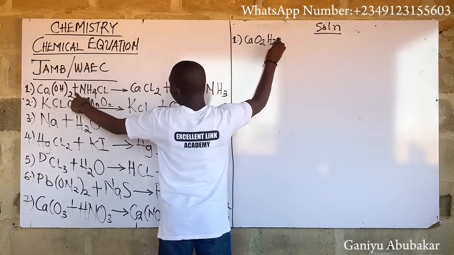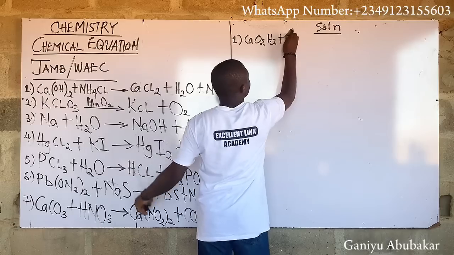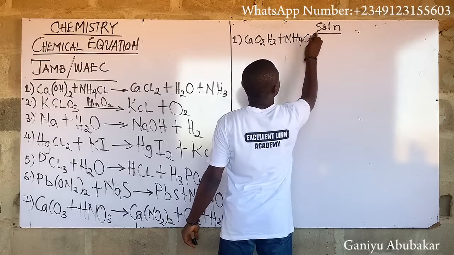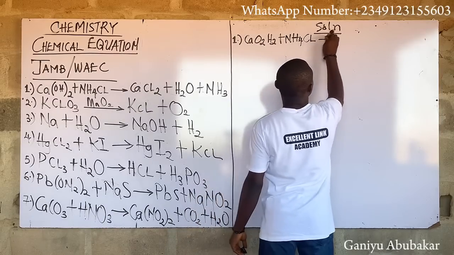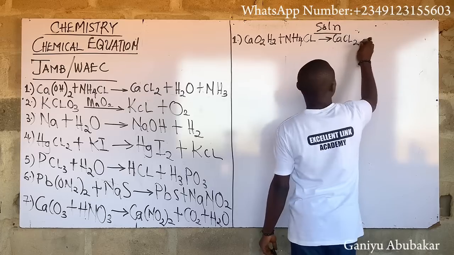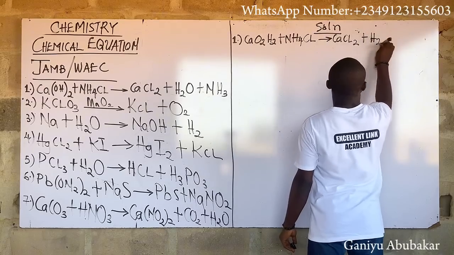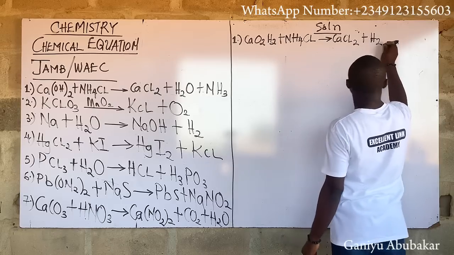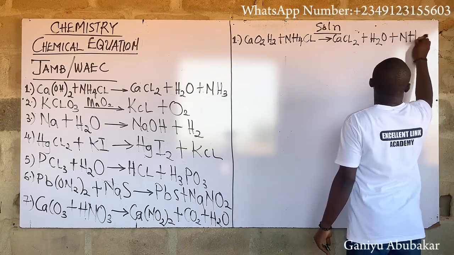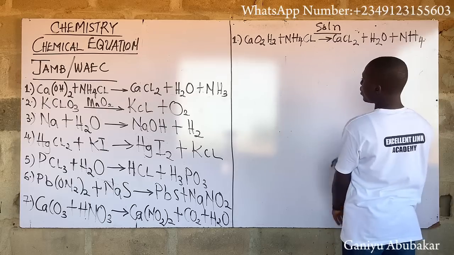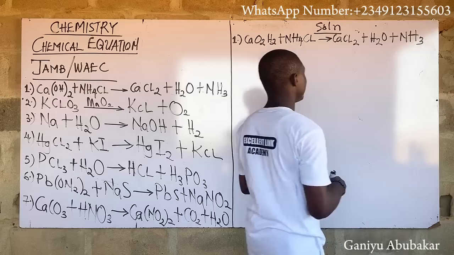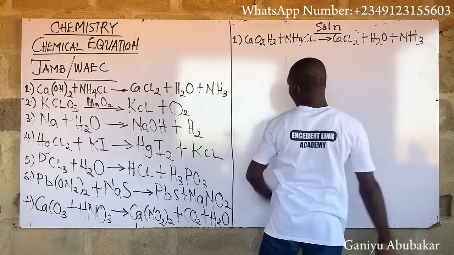H2, next up, plus I have NH4, ammonium, Cl, to give CaCl2 plus H2O plus NH3. Ammonium and ammonia. So NH4, NH3, ammonium and ammonia.